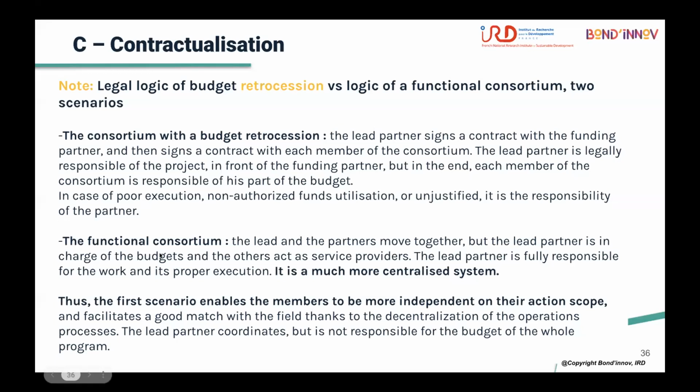The second logic is a functional consortium. The lead and the partners move together, but the lead partner is in charge of the budget execution. The other partners act as service providers; they do not receive the money but execute some activities. Each activity executed by a partner is considered as a service provided. So the lead partner is fully responsible for the work and also for the budget execution and justification in front of the donor. This is a much more centralized system.